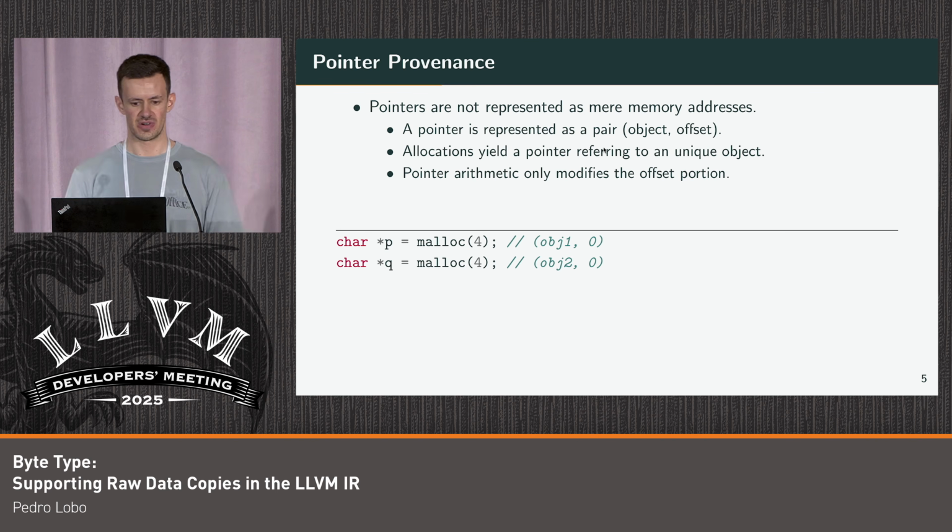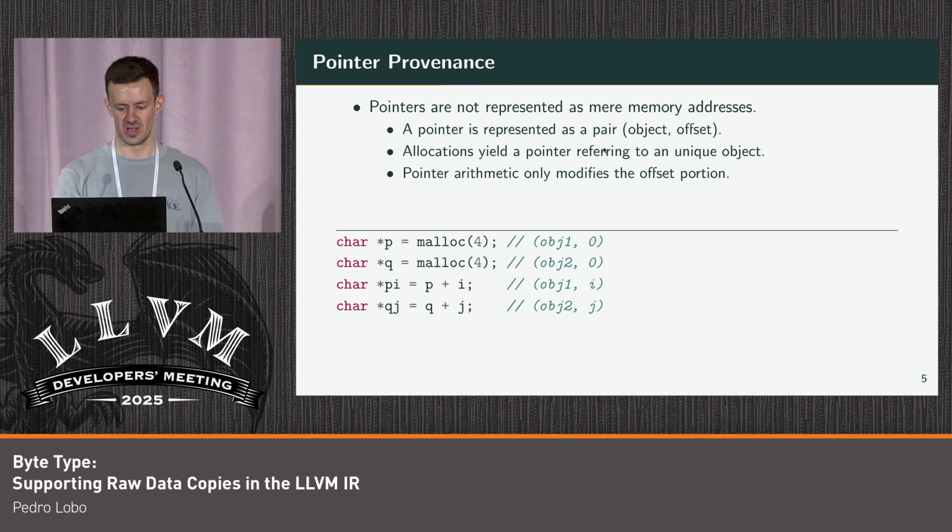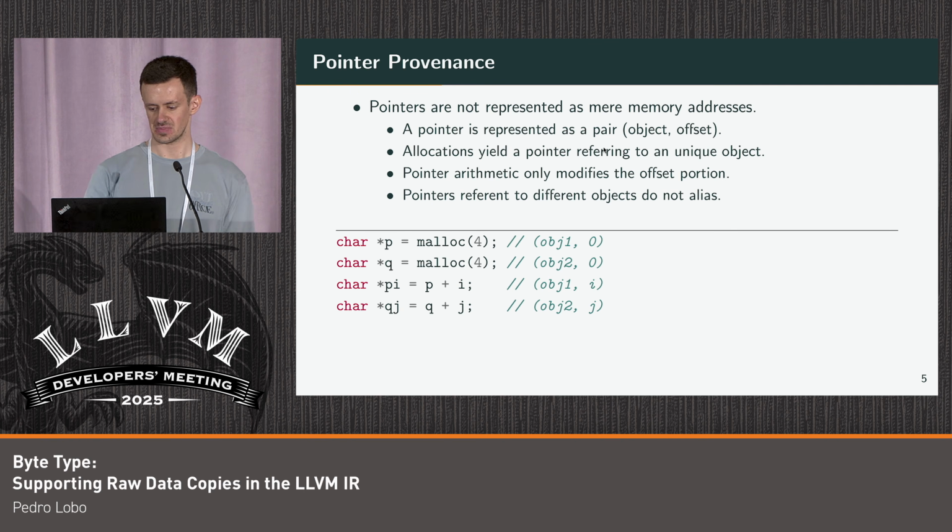Furthermore, pointer arithmetic operations are said to preserve the pointer's provenance, only modifying the offset portion. In the example, you can see that adding offsets to both pointers P and Q originates two different pointers, Pi and Qj, that maintain the same object identifier, but have distinct offsets.